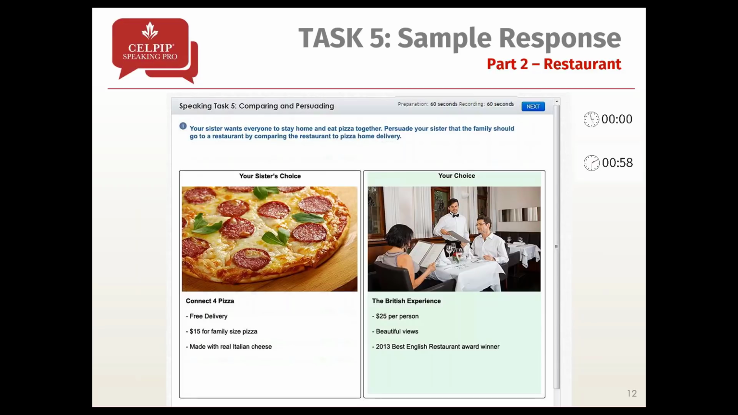So you might say something like, well, Ellen, I think the British experience is a great choice. It's not that expensive. It's only about $25 per person. I understand that when you're seated there, there's absolutely breathtaking scenery that really adds to the atmosphere. And I think this restaurant won an award recently. Now, if we do the pizza, sure, they bring it to us for free and it's cheaper, but I'm not sure it's the right thing that we're looking for, right?